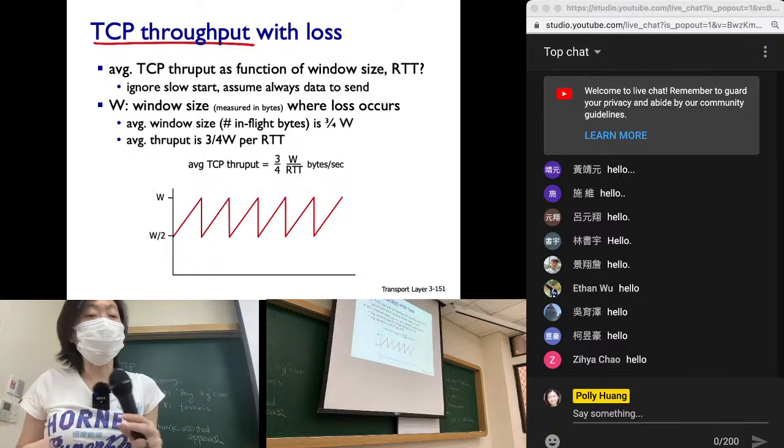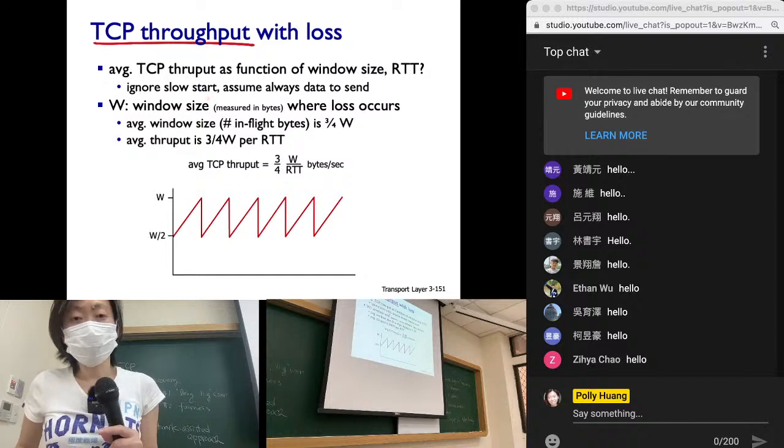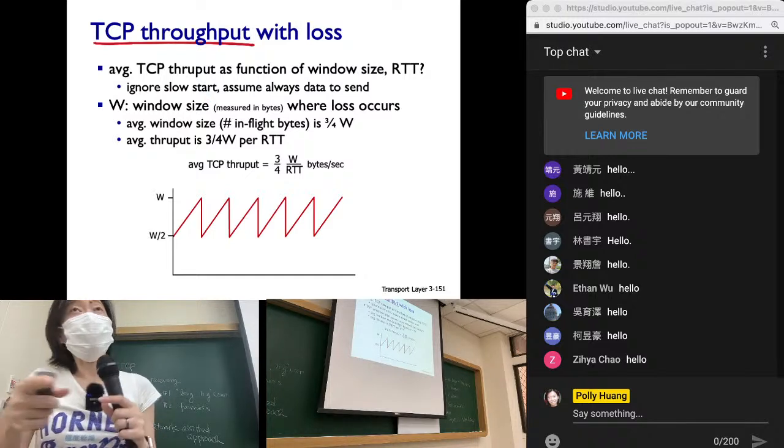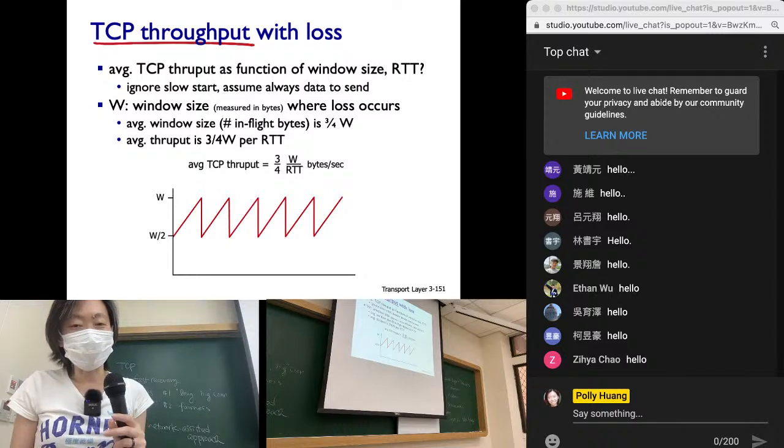So this is a very ideal case again. Okay, so ignore the slow start stage. So it's in fact lower. So more packets need to be in flight.